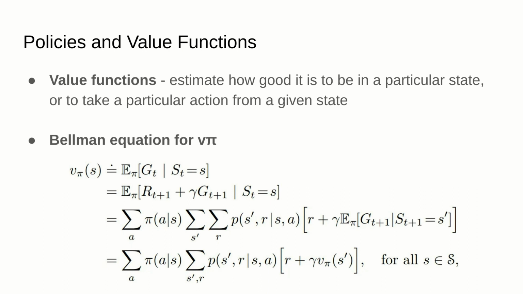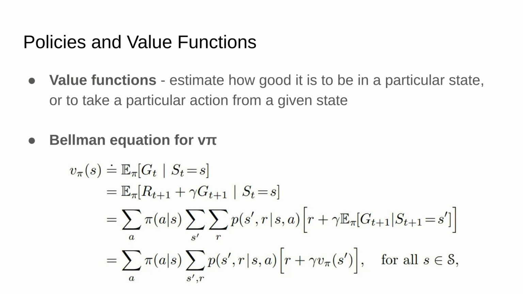So value functions estimate how good it is to be in a particular state or to take a particular action from a given state. This is a special equation, the Bellman equation for V pi, and it's known as the Bellman equation for a state value function, defined with respect to the policy pi. So it can be read as the value of any state is equal to the discounted value of the possible next states plus the reward expected along the way, all weighted by the probability of those next states occurring.